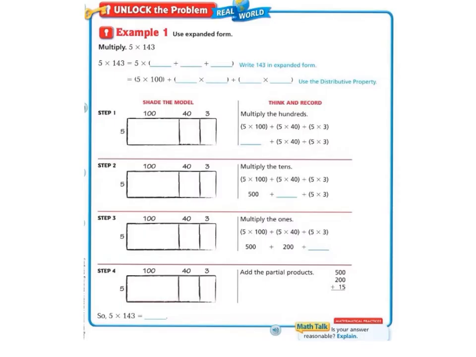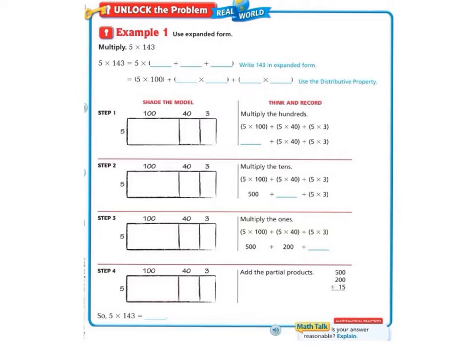We're on our way to multiplying. Today we're going to learn how to multiply using the expanded form. We know from writing numbers that we can write numbers in word form, in standard form, and in expanded form. In expanded form, we take apart each value of the digit.